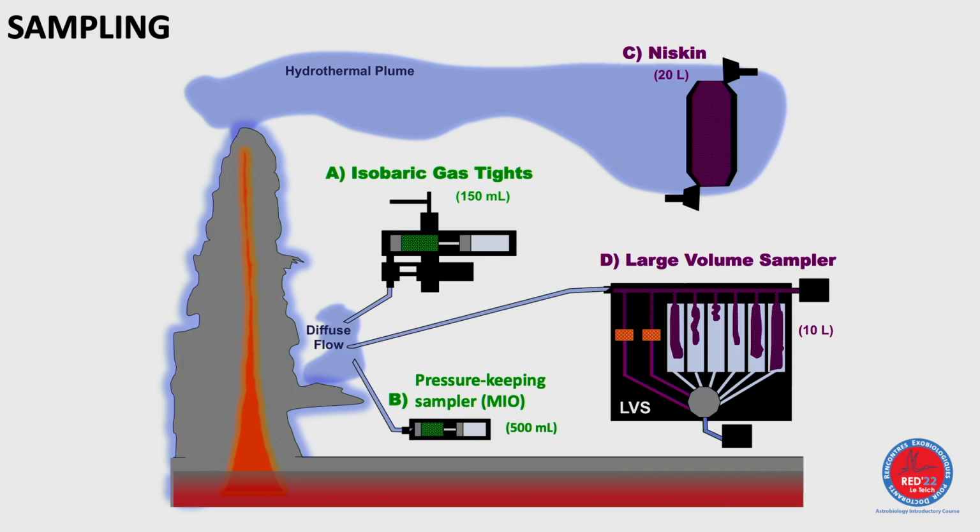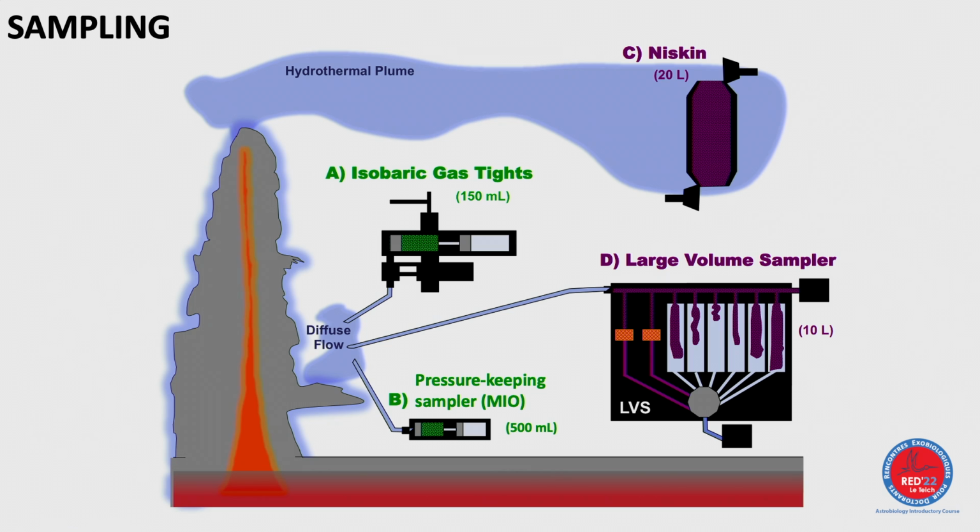So here are all the equipments we use for sampling. So in green here, you can find the pressure keeping samplers. And we also use the Niskin bottle and the large volume sampler. So it's a sampler developed by Susan Lang to collect a really large amount of fluids, but those ones are decompressed. So we could compare non-decompressed samples versus decompressed samples.